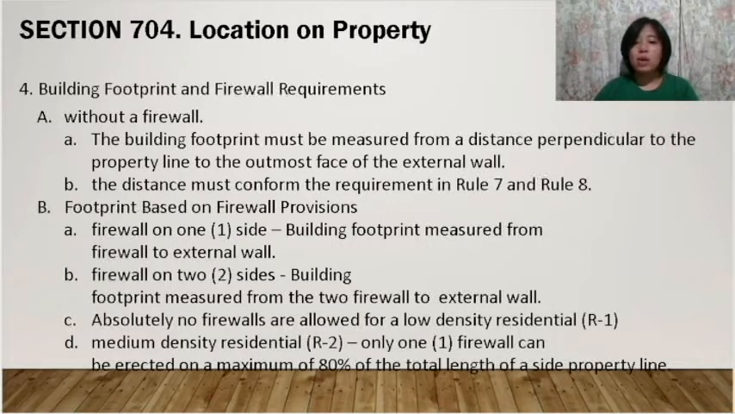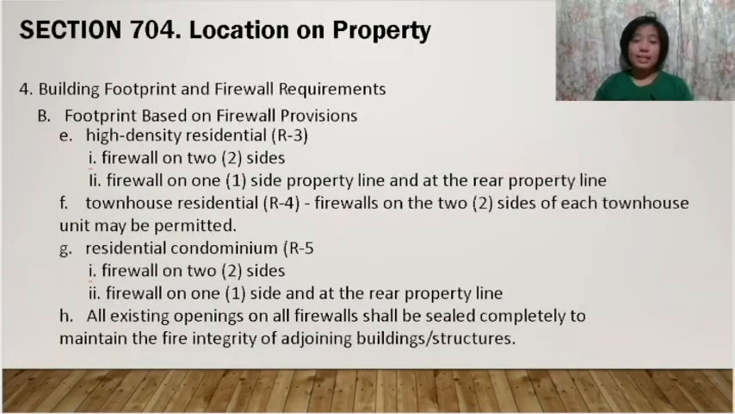Medium densities are 2. Only one firewall can be erected in the maximum of 80% of the total length of the property line. In high density residentials R3, there are two types of firewalls that can be erected. Firewalls on two sides and firewall on one side property line at the rear property line.